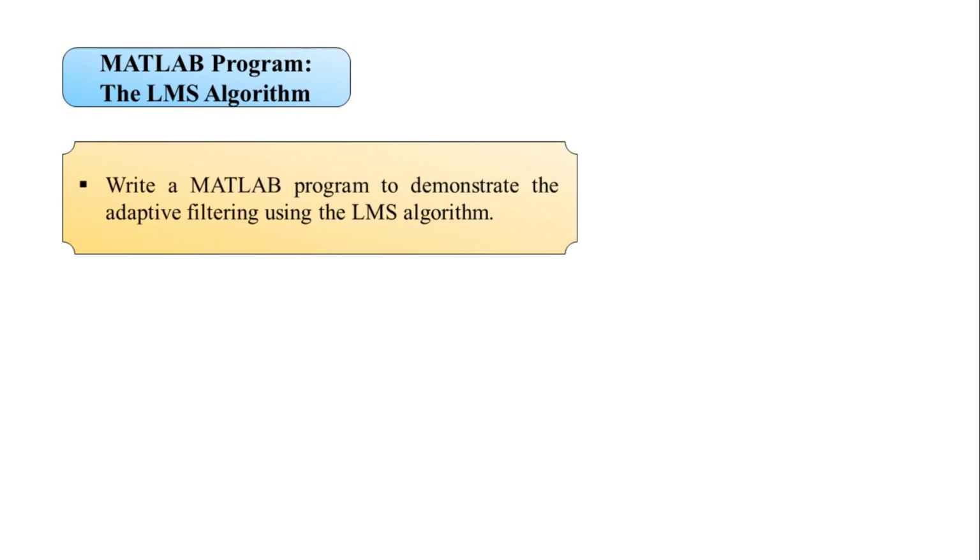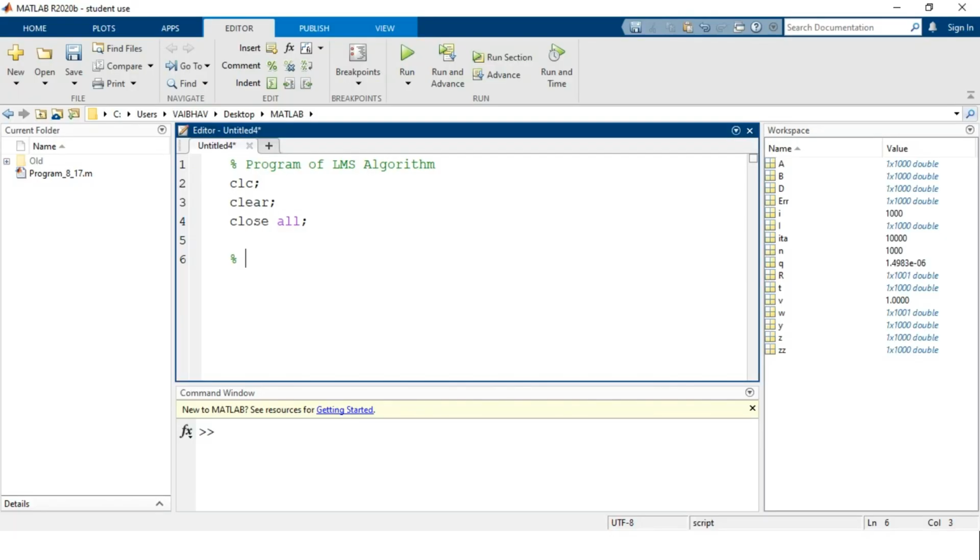So here we have the aim set as: write a MATLAB program to demonstrate the adaptive filtering using the LMS algorithm. Here we will have the implementation of the LMS algorithm. Also we would like to address the steepest descent adaptive filter implementation and the Wiener filter, and the comparison we shall see thereupon.